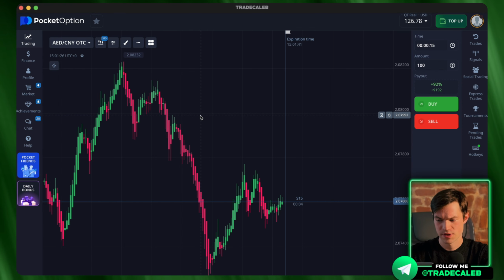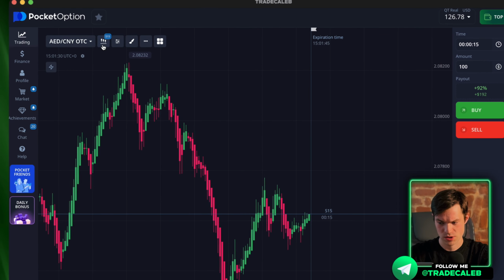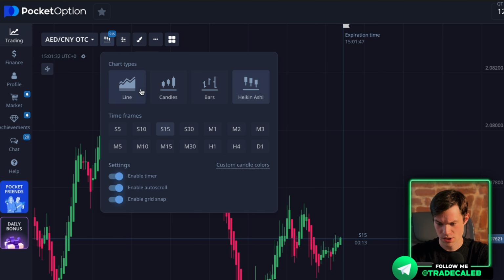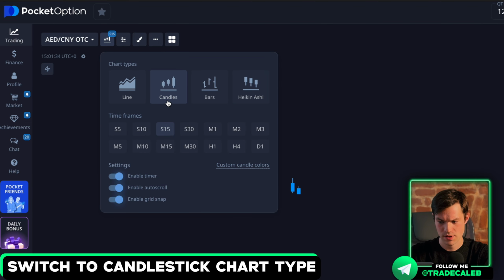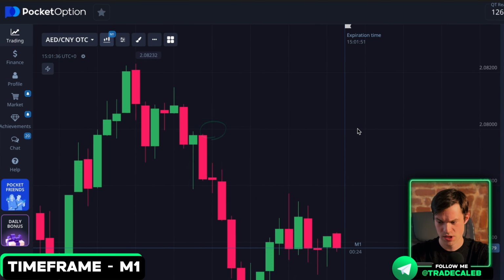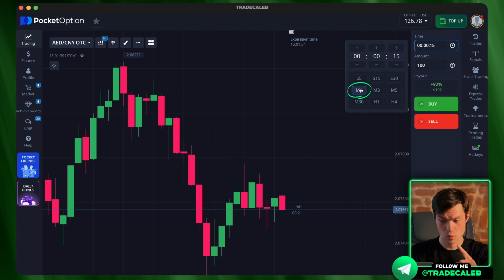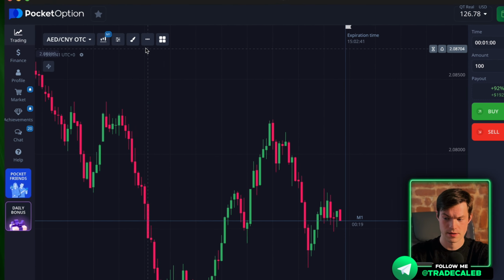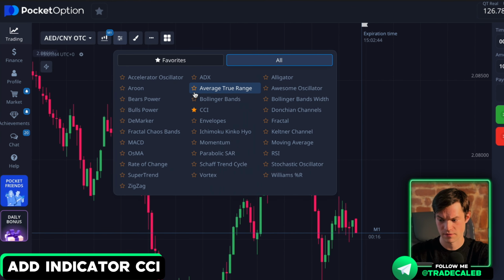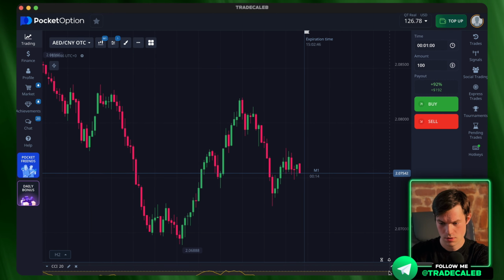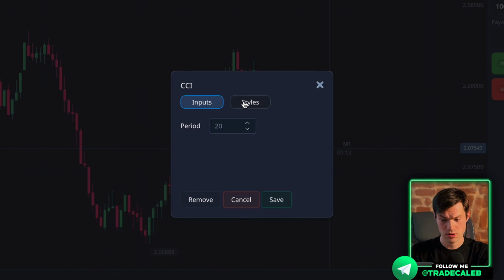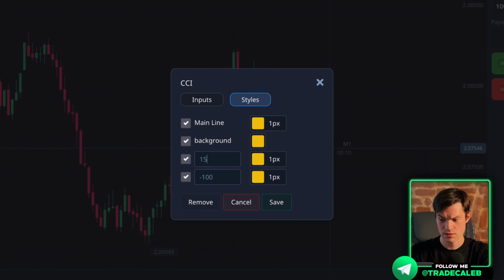In order to continue increasing it to $1000, we do these actions. Switch back to the candlestick chart type, select M1 in the time frame, both in the transaction time and in the candlestick, and add one indicator which is called CCI. Just click on this indicator and configure it. So the settings are very simple. Here we write 150 and here we write minus 150.